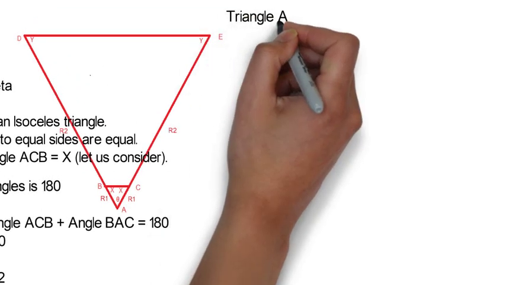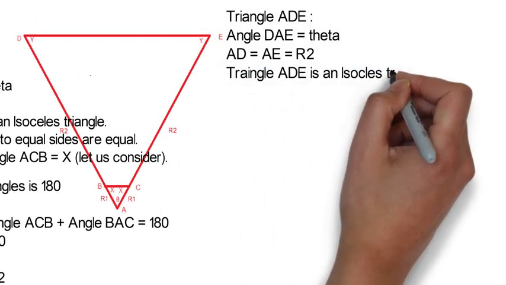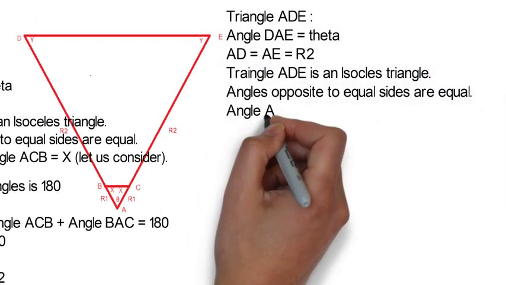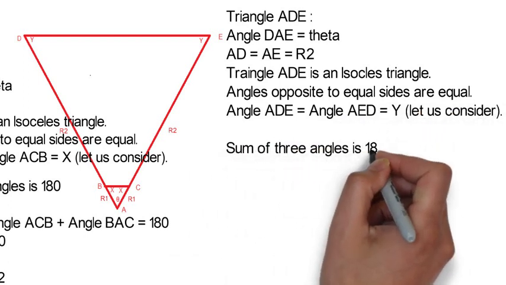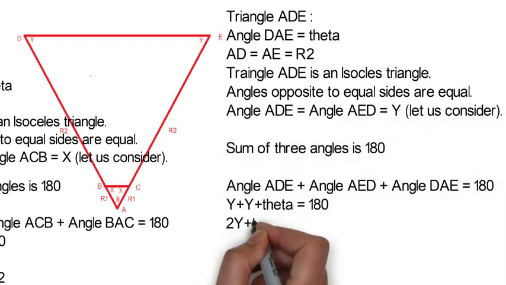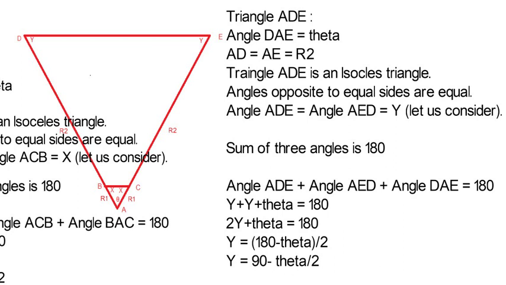Similar reasoning shall also be applied to the triangle ADE. Angle ADE equal to angle AED. Let us consider that angle as y, which will be calculated to have same value as x, that is 90 degrees minus theta by 2.